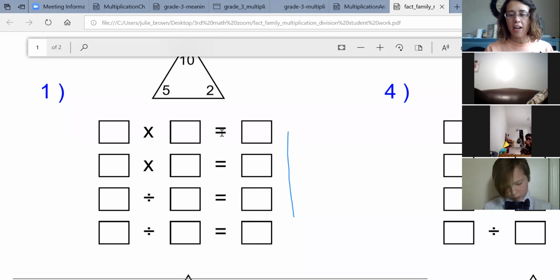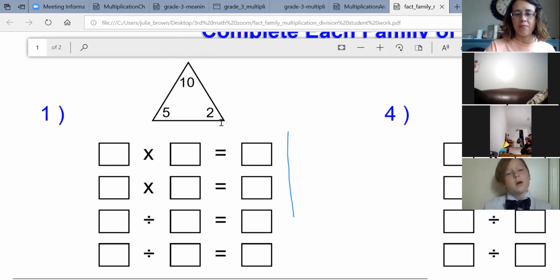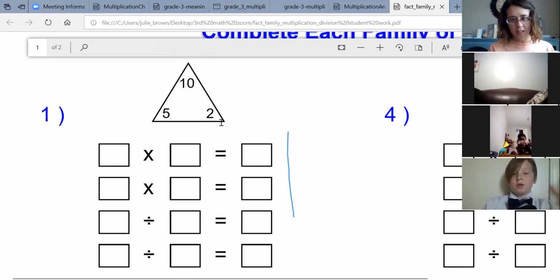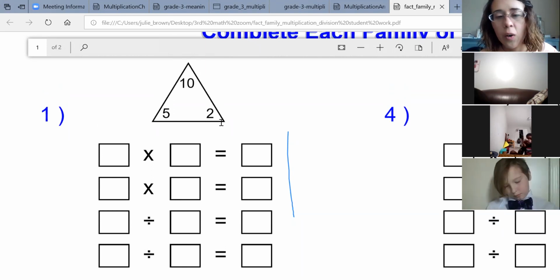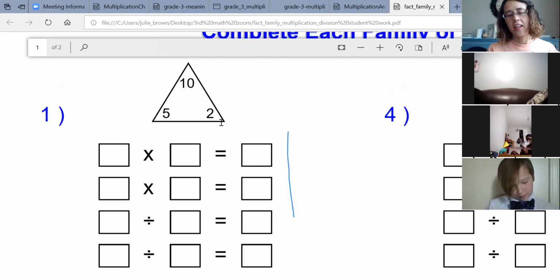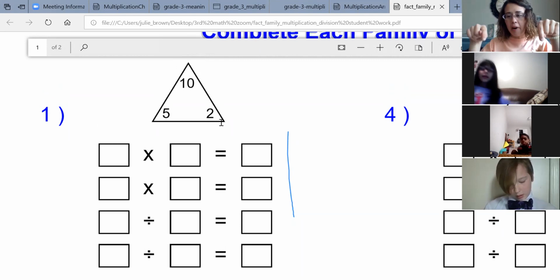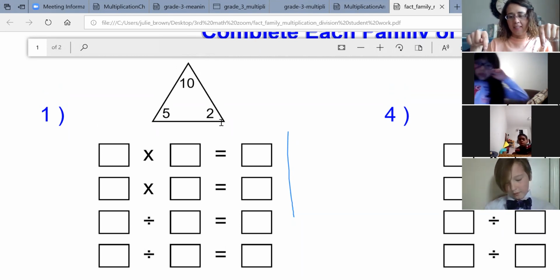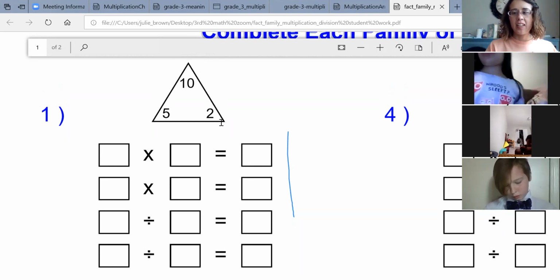Okay, so what are we drawing, everybody? Problems. Triangle. What is the whole of our triangle, the top number? 10. And what are the parts? 5 and 2. 5 and 2.